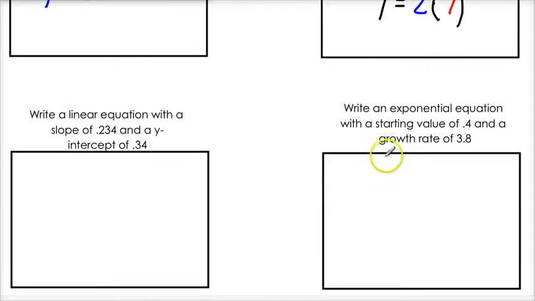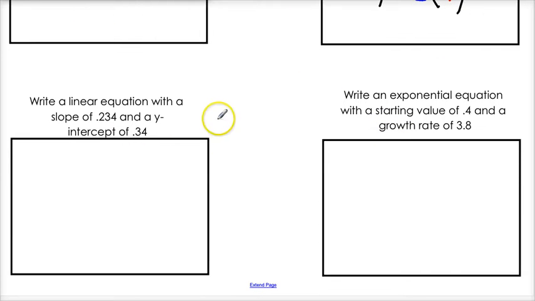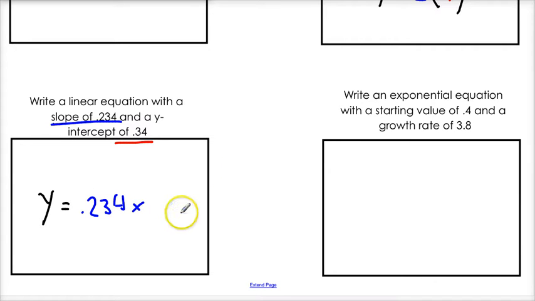Let's keep trying. Let's try another set of these. All right, let's get some funky numbers going. Let's go with some decimals. Write the linear equation with a slope of 0.234 and a y-intercept of 0.34. So our slope is 0.234 and our y-intercept is 0.34. So we just plug into our equation, y equals 0.234x plus 0.34. That's our slope, that's our y-intercept.